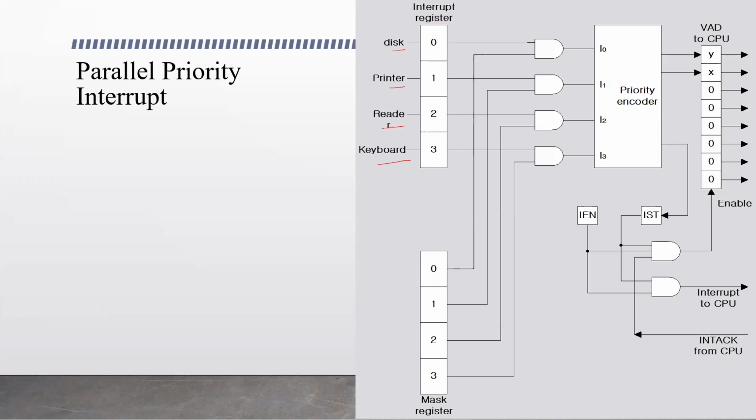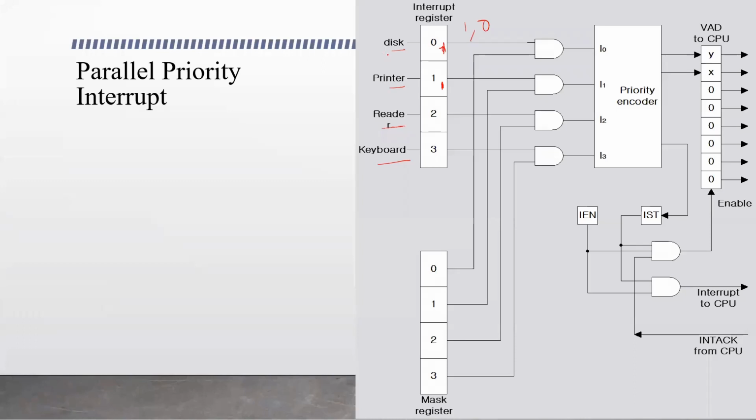And we have an interrupt register. This register is used, and the bits of this register are set by the interrupt signal generated by these devices. What is the meaning of that? If the disk generates an interrupt request, the bit of the register can be either 1 or 0. If it has an interrupt, the bit will be 1. If it does not have an interrupt request, the bit will be 0. If the printer has one, the bit will be 1, otherwise it is 0.